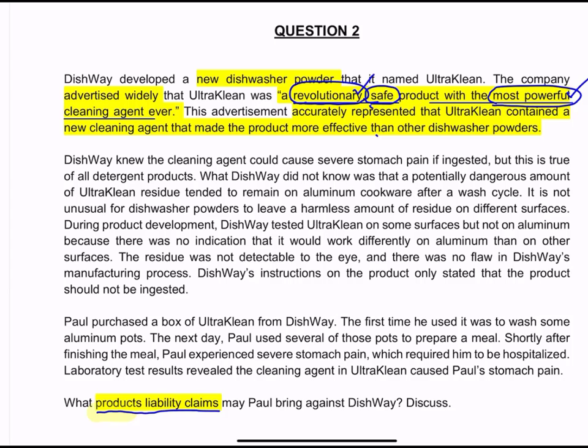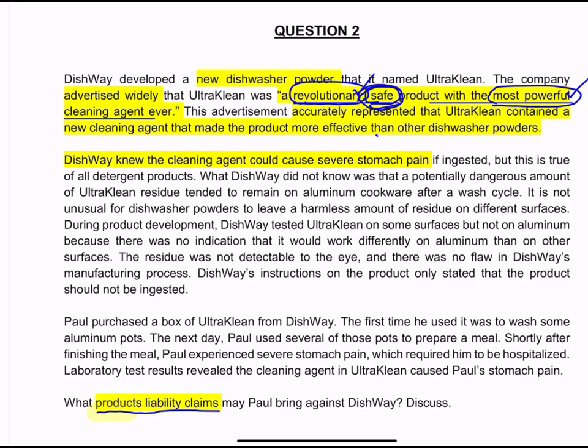Okay, so they knew it could cause severe stomach pain if ingested, but this is true of all detergent products, which makes me think that warning is going to be a key issue here. If it's true of all detergent products and they knew that theirs could cause severe stomach pain, they'd better do a really good job of warning about that, and odds are they're not going to do that.